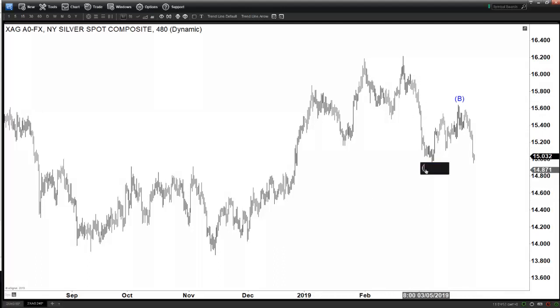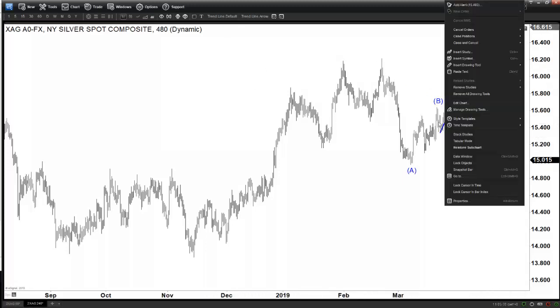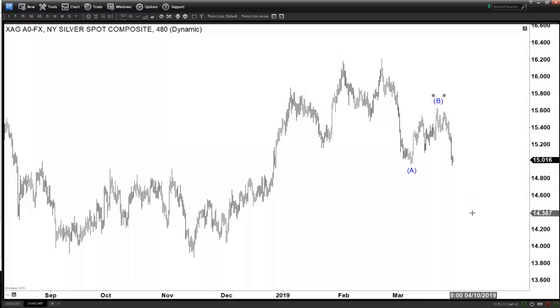Now in normal circumstances, or in a typical ABC, usually the C leg will reach 100% of the A leg. Sometimes the C leg can truncate and does not reach the exact 100%, but if it is going to be an ABC, at the least this is going to be 5 waves anyway, right? So far it looks like only 3 waves, and so no matter what, whether we go to a full 100% or not, it looks like we're going to have at least one more leg lower on the downside, right?